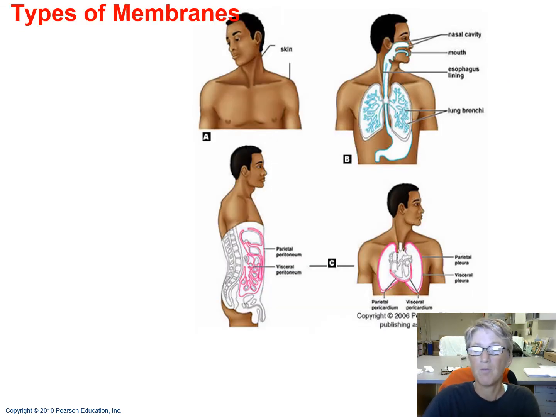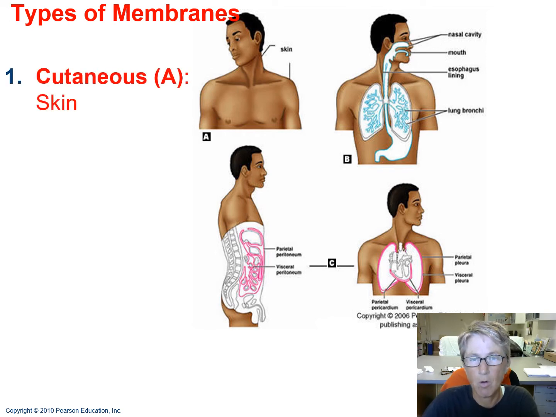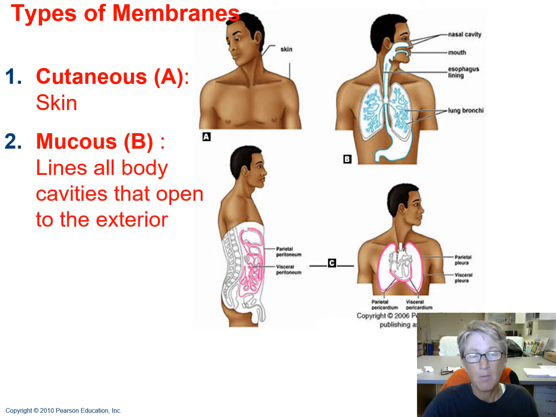So, different types of membranes, sort of an overall look at the membranes. Your skin is the cutaneous membrane. Then you have mucous membranes that line all body cavities that are open to the exterior. So think about it, your nasal cavity is open to the exterior, your mouth is open to the exterior. Any body cavity that opens to the exterior, you have a mucous membrane. And that's the same thing for your anal canal, which is lined with the mucous membrane.